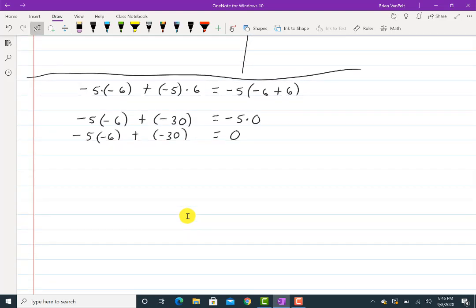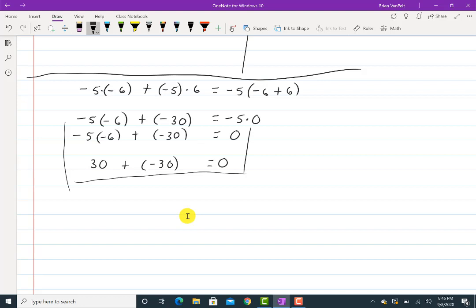However, we also know that 30 plus negative 30 equals 0. What does this tell me? If you look at these two things right here, everything is the same. So we have a 0 here, a 0 here. I have a negative 30 here, a negative 30 here. But for this last piece, I have negative 5 times negative 6, positive 30. This leads me to believe that negative 5 times negative 6 equals positive 30. So what is this rule telling us then? If I have a negative and I multiply it to another negative, I get a positive.